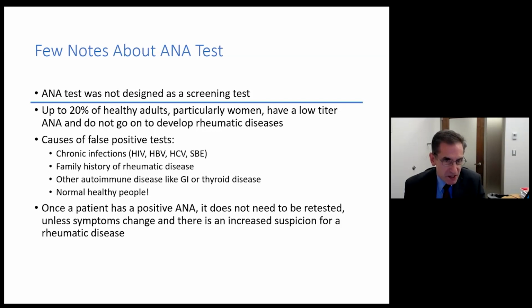Common causes of false positivity of this test include chronic infections like HIV or hepatitis or endocarditis, patients with a family history of rheumatic disease, other autoimmune diseases like thyroid diseases, and as I stated, normal healthy people can have a positive ANA. Once a patient has a positive ANA, it should not be retested unless symptoms change or if there's an increased suspicion for rheumatic disease.